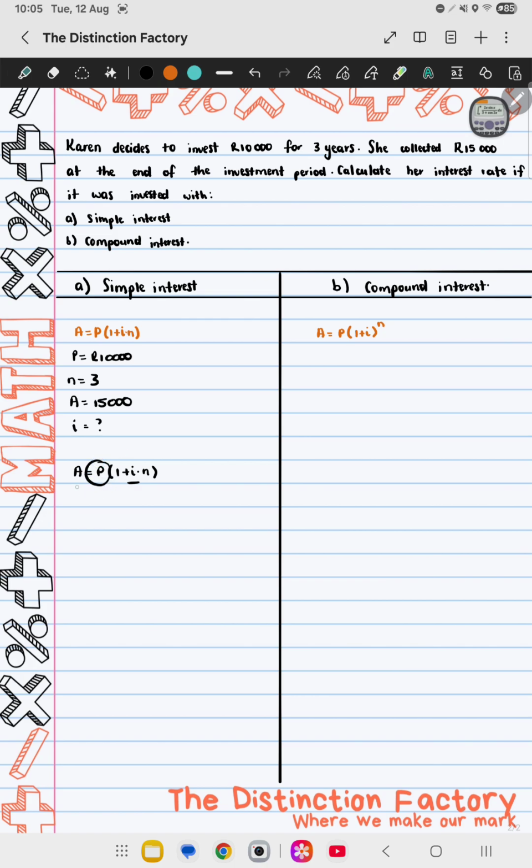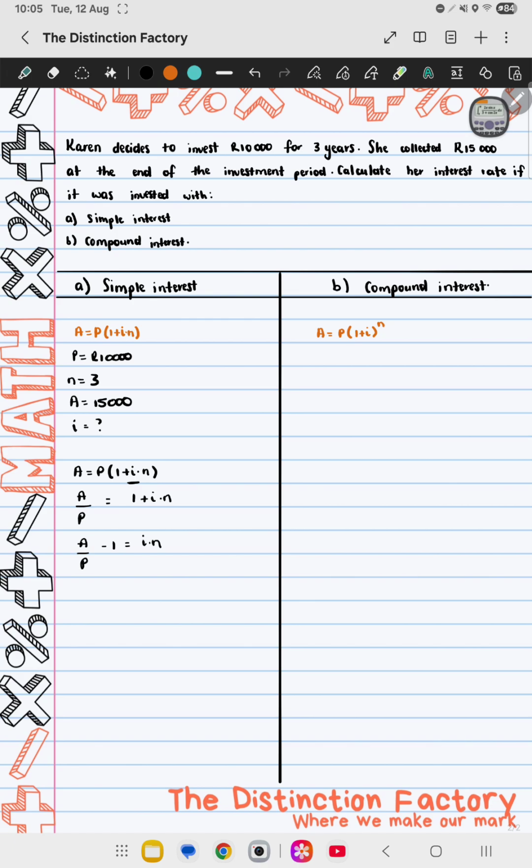So I'll take the P across to the other side. And when I move that over, it's now being multiplied to the bracket. So it will become division on the other side. And I'm left with 1 plus I times N. All right, we then need to move the next thing that's furthest from the I, which would be the 1. I'll take that across and it's now a positive 1. So when it goes across, it will become a negative 1. So I'll have it as our fraction, subtract 1 is equal to I times N.